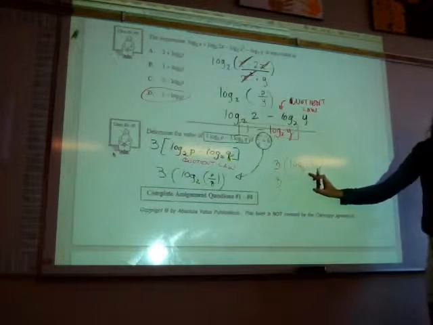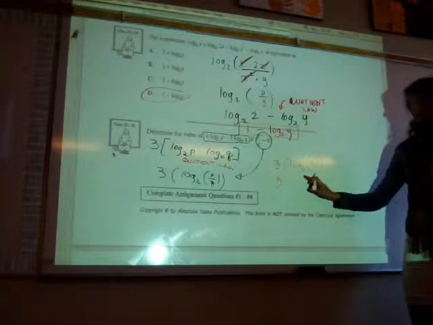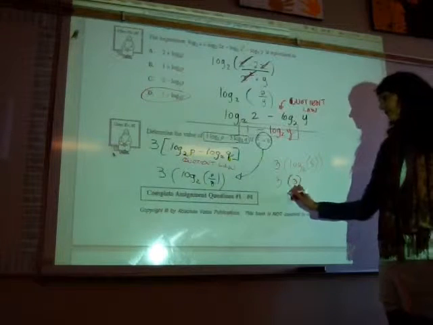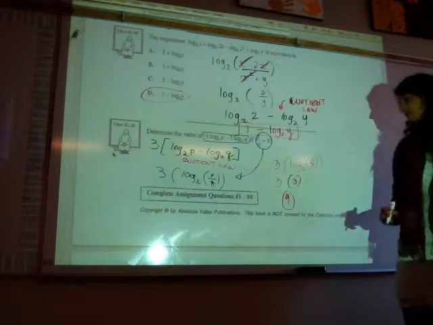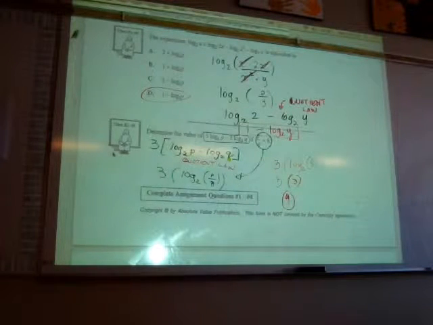Just looking at the log and not the 3 out front, let's try and evaluate this. 2 to the power of what gives me 8? 3. So it's 3 times 3 equals 9. Good stuff. Is that it? Oh no, we've got the power law.